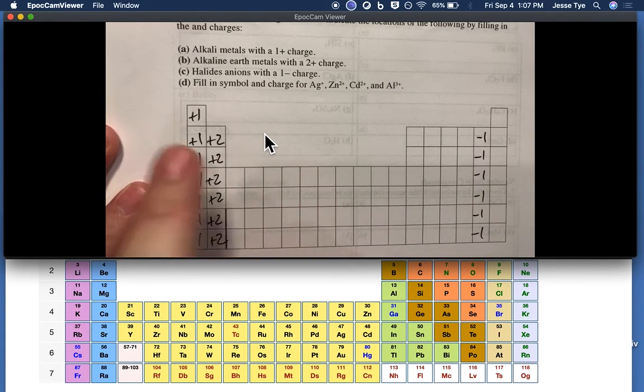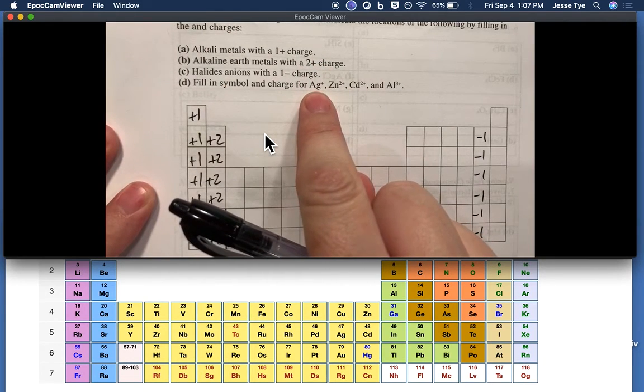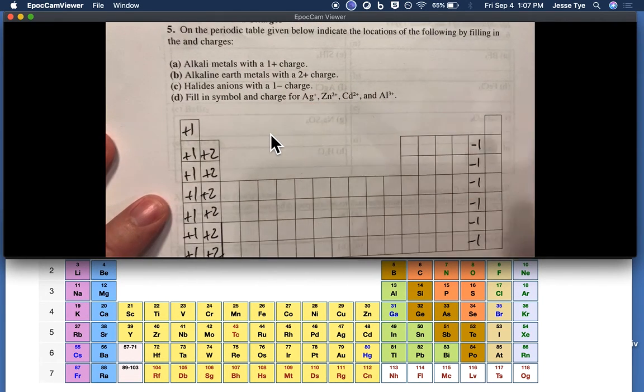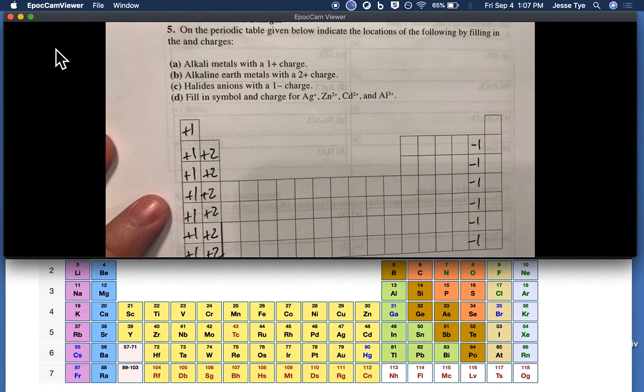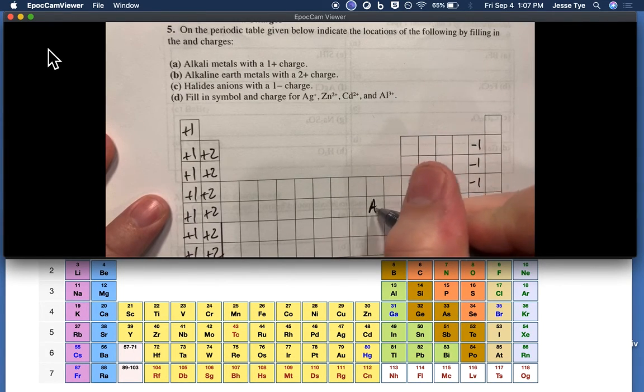And then we have a few symbols that normally I would ask you to memorize. You just want to know this, or have it some way that you can get a hold of it while you're working on the problem. So the first one here is silver. Silver is right here. Ag+.